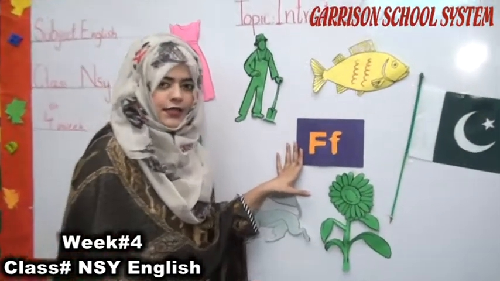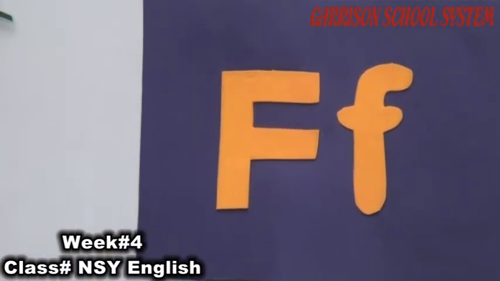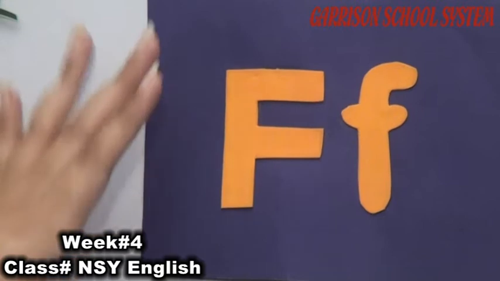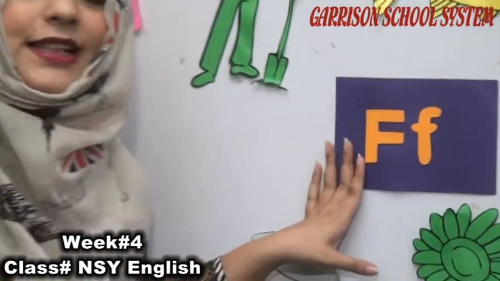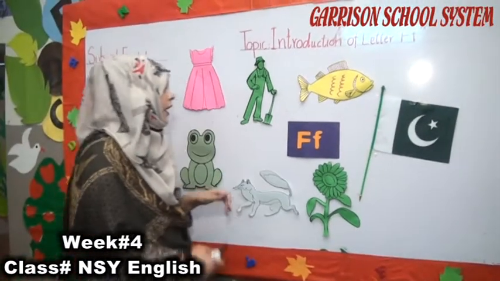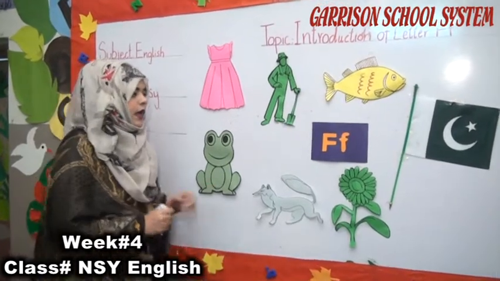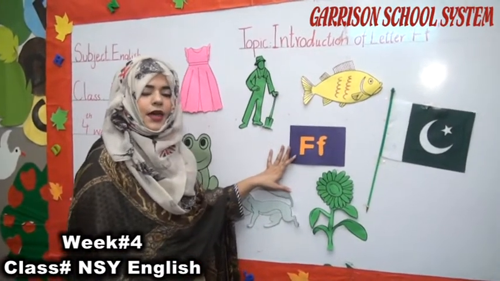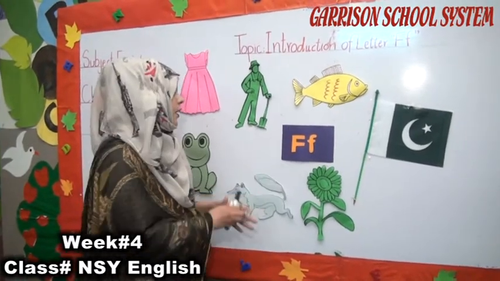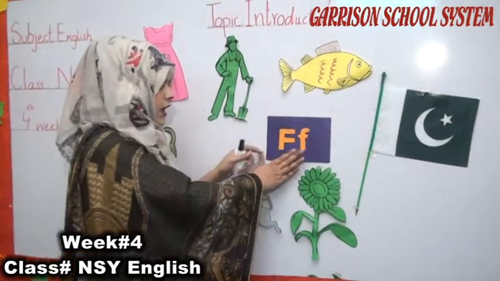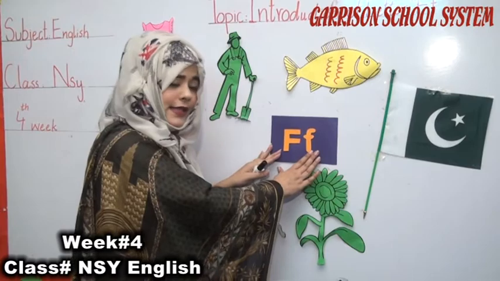It's a new letter. You have learned A, B, C, D, E, and now you're going to learn F. F is the sixth letter of the alphabet and it gives the sound F. As you see, it's an uppercase letter and it's a lowercase letter.